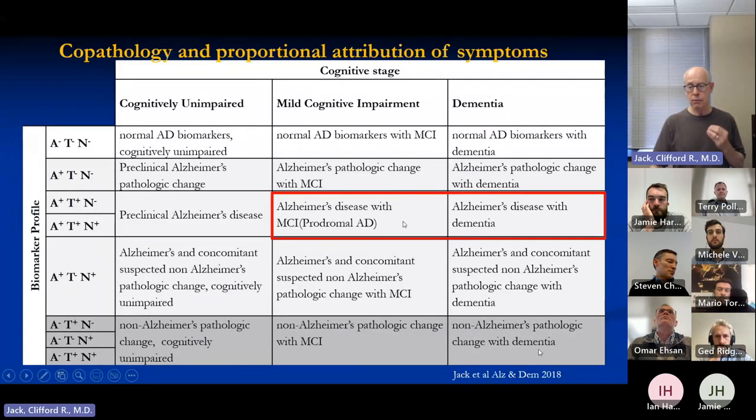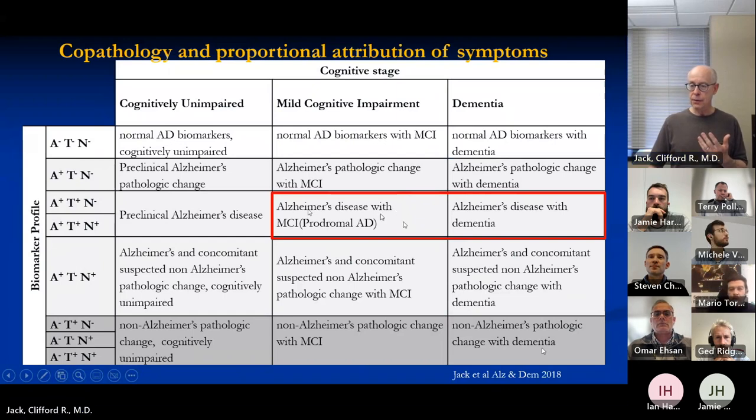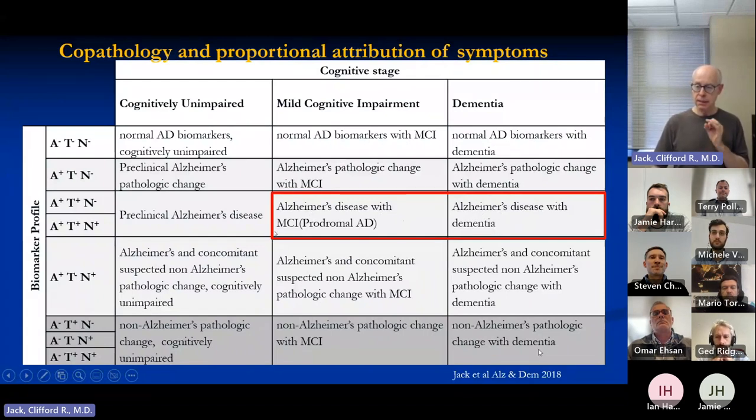And finally, I want to point out one more thing that I think few people have picked up on, but our committee spent a long time debating this back in 2017, and that was the terminology. So we use the terms Alzheimer's disease with MCI, Alzheimer's disease with dementia, as opposed to dementia due to Alzheimer's disease. And why did we select that terminology?